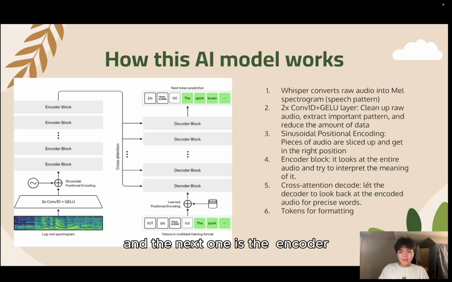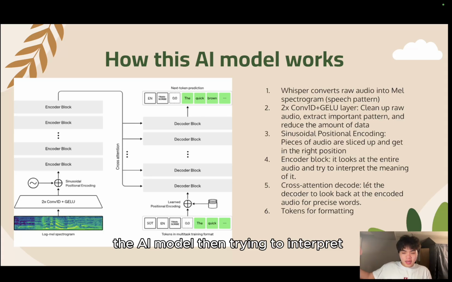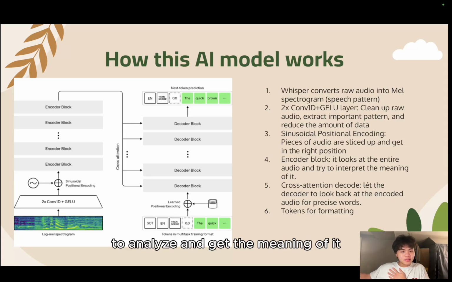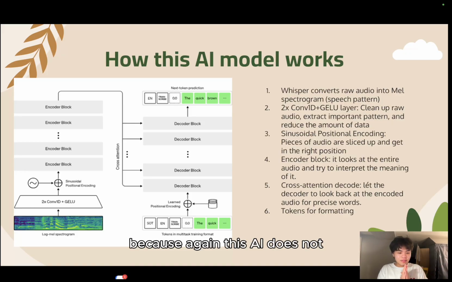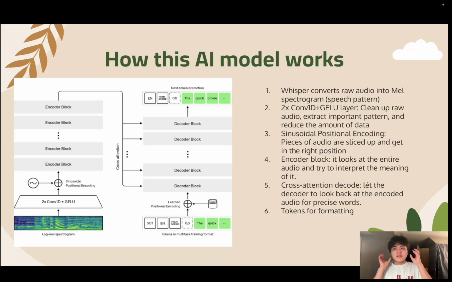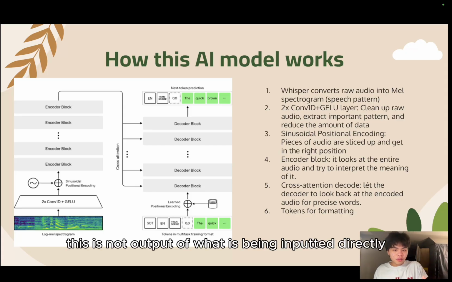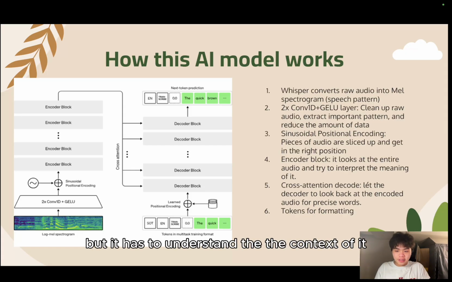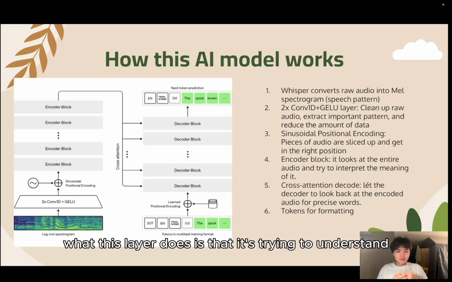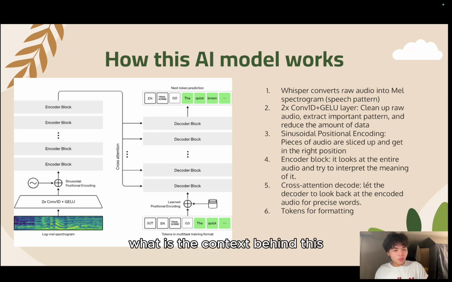The next one is the encoder block. The AI model then tries to interpret and analyze the audio and get the meaning of it. Again, this AI does not output directly what is being inputted, but it has to understand the context of it. So this layer is trying to understand: what are you talking about? What is the context behind this?